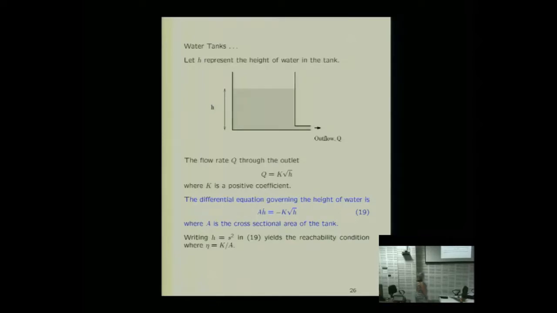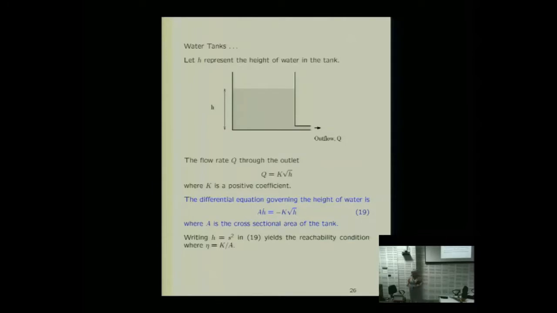gives it credibility. So let's think of a water tank where the water is at height h, and there is some outflow. We can model the flow rate through the outlet as being proportional to the square root of the height, and we can write down a differential equation that governs the height of the water, and clearly that's going to depend on the cross-sectional area of the tank. If we write h, our height, as s squared, so s effectively is the square root of h, then naturally we get from this system the reachability condition.